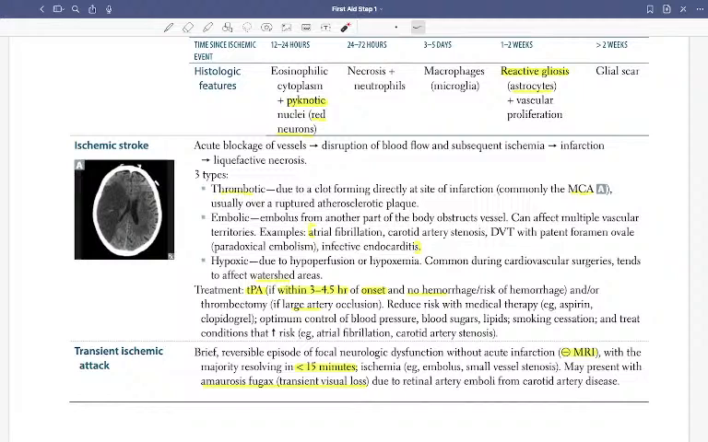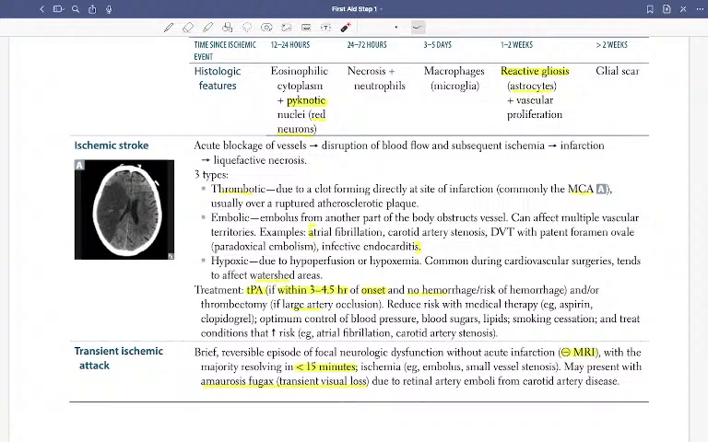Next we have NCCT, whether there's hemorrhage or no hemorrhage. If there is hemorrhage, we are not going to do any therapy, means we are not going to do TPA, because why would we try to increase the hemorrhage? Thrombolysis is contraindicated if there is hemorrhage. NCCT is done to find out whether hemorrhage is present or not.